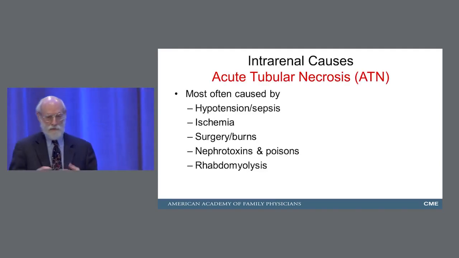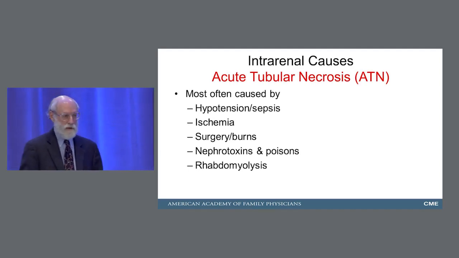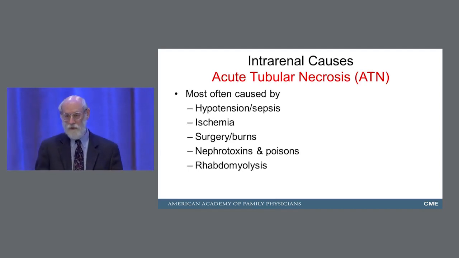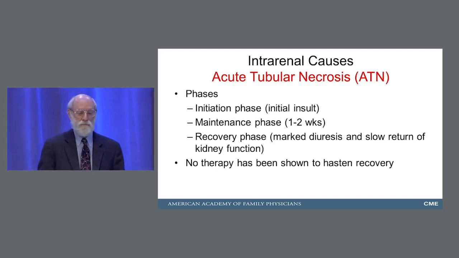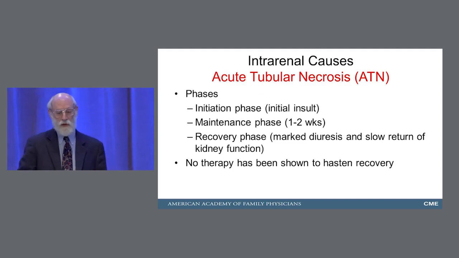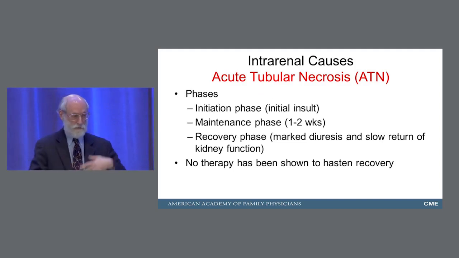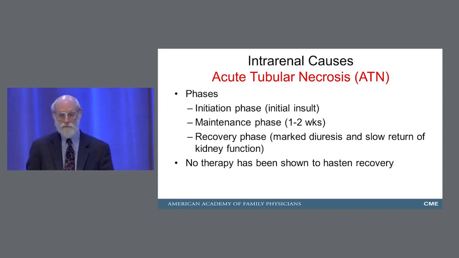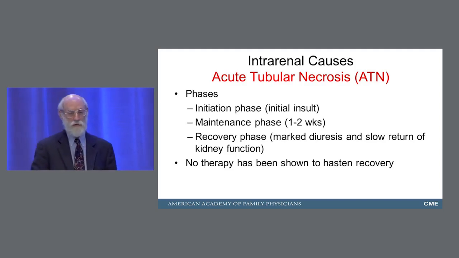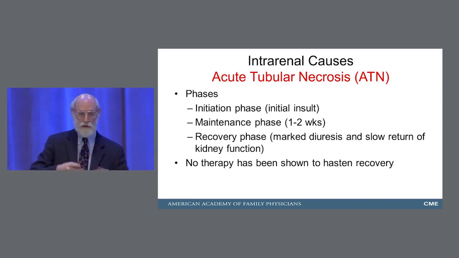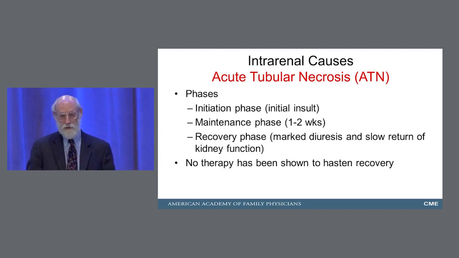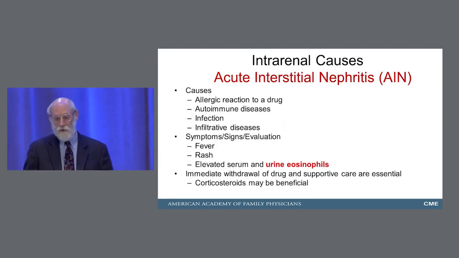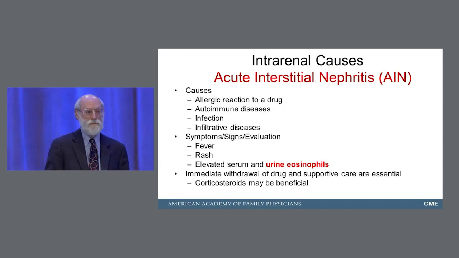What about ATN, the most common cause of AKI? Usually it's due to hypotension or sepsis, ischemia, surgery, or nephrotoxins or rhabdo. When the patient develops AKI from ATN, there's an initial rapid increase in the creatinine, followed by a maintenance phase where it kind of stabilizes. Then there is a marked diuresis with recovery back toward normal. There is no specific antidote therapy for ATN. It's supporting the patient and treating any underlying cause you can find.